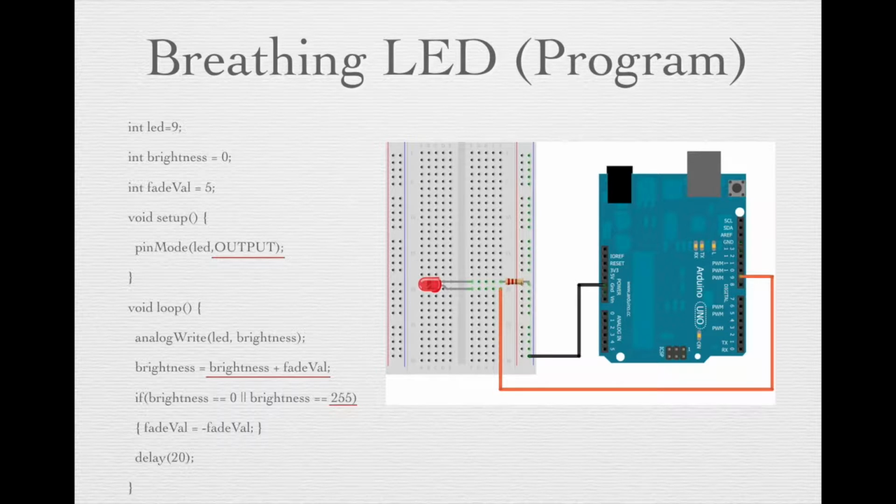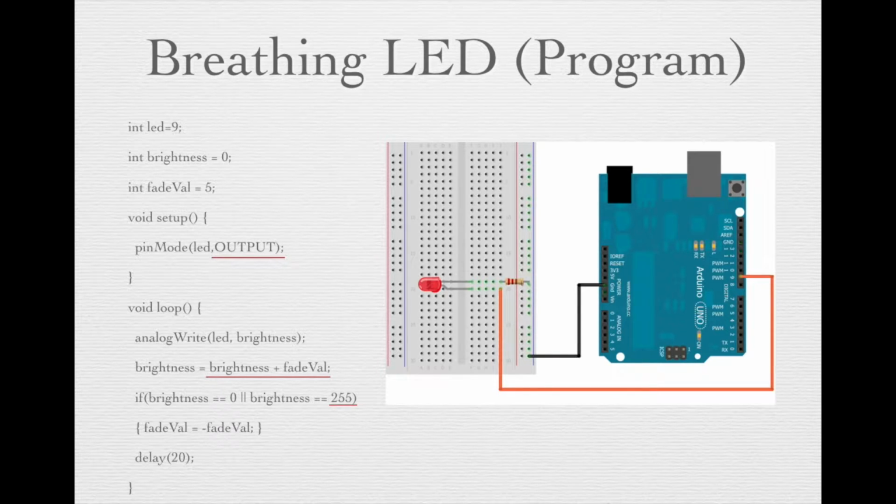analogWrite of LED, brightness: whatever the value of brightness is, it is written onto the LED pin, that is 9. The brightness is equal to brightness plus fadeVal. In this case the fadeVal is 5, so brightness plus 5 becomes 5, and the next time it will be 10 and then 15, and it keeps increasing with a delay of 20. We have to give a delay of 20 here. If we don't give this delay, it will be so fast that we cannot see the changing, or the fading on and off cannot be visualized. So every 20 milliseconds this loop is going to run.